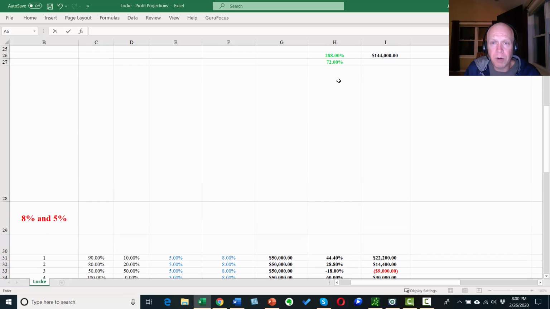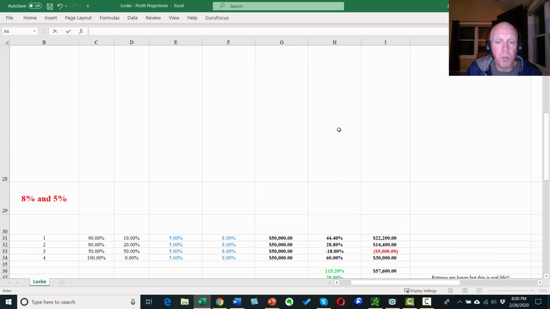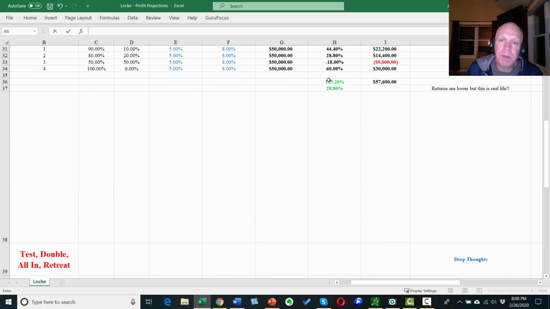So here, we're up here, we had a 288% return over those 4 years with a 72% year return on average. A little bit more realistic would be maybe 115% return when we consider our actual average wins and losses, and annualize us out at about 28.8%.